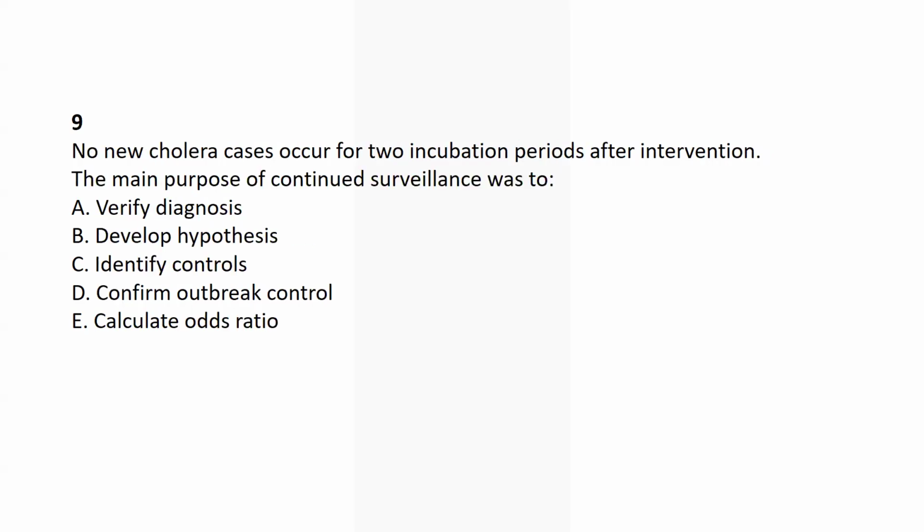Question number nine: no new cholera cases occurred for 2 incubation periods after intervention. The main purpose of continuous surveillance was to option A, verify diagnosis, B, develop hypothesis, C, identify controls, D, confirm outbreak control, and E, calculate odds ratio. D is the right answer.